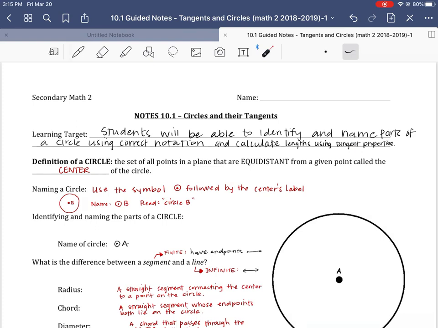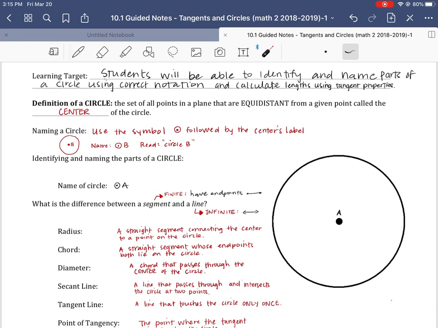So first of all, the definition of a circle is given as the set of all points in a plane that are equidistant from a given point called the center. So you can see in the diagram to the right, there's a center, and that point right there is equidistant from all the points on the outside.